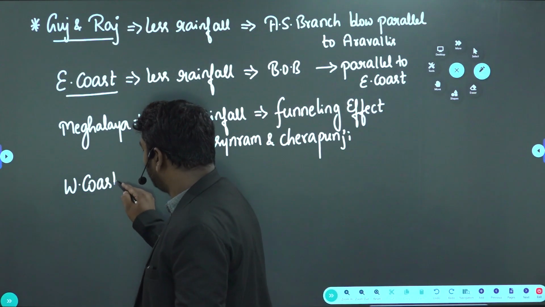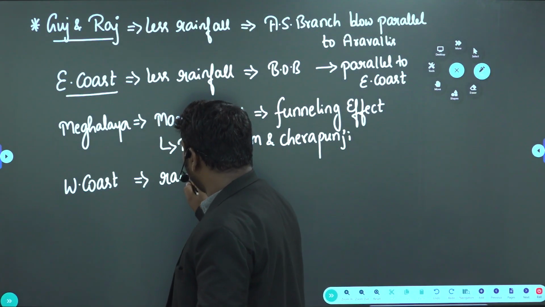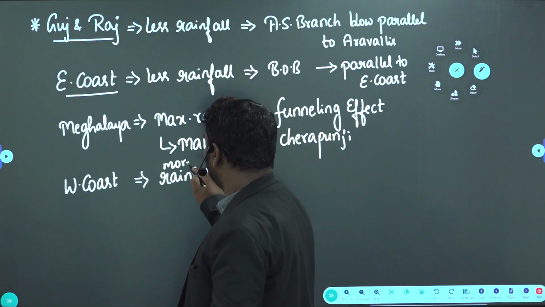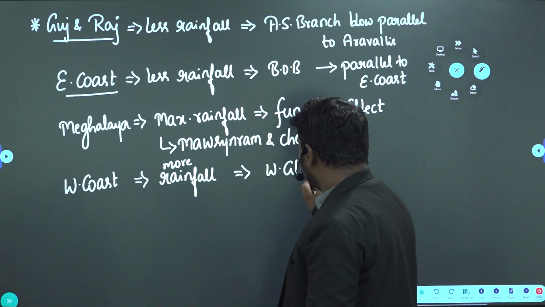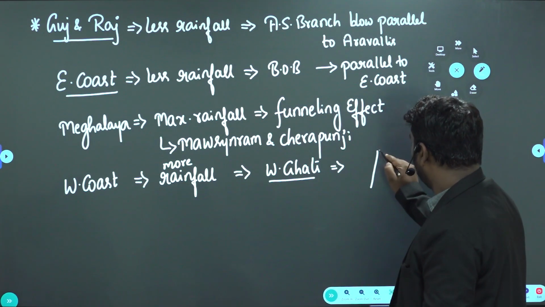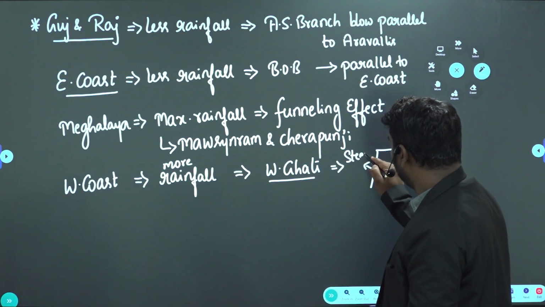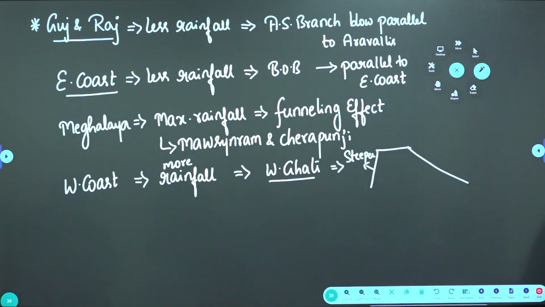West coast of India gets more rainfall because the Western Ghats are present, and the Western Ghats are steeper on the western side. Western Ghats receive more rainfall.